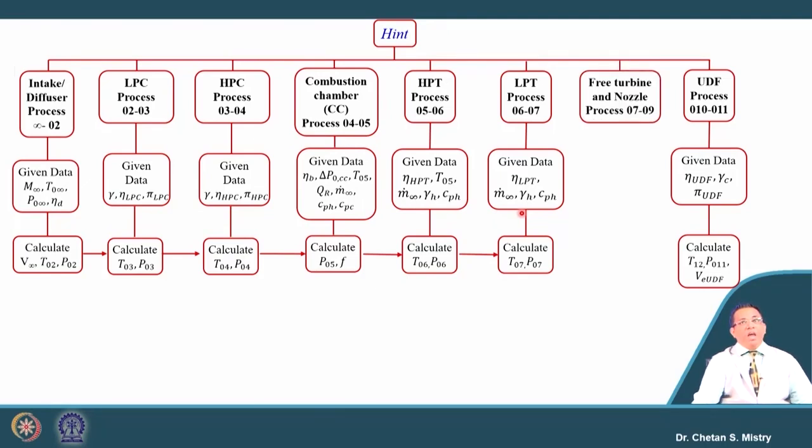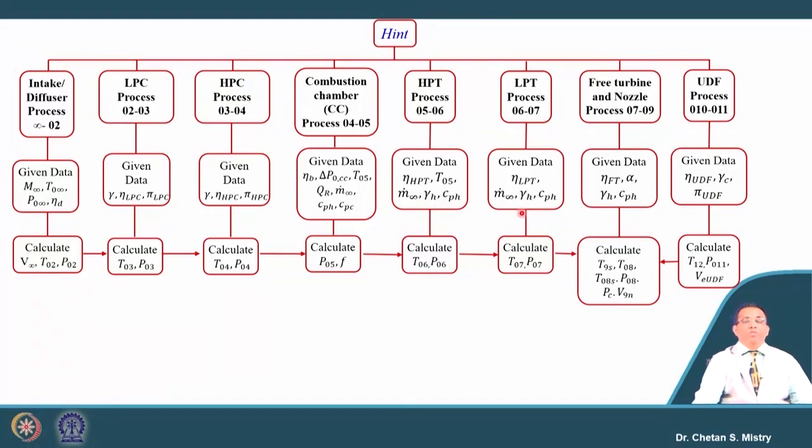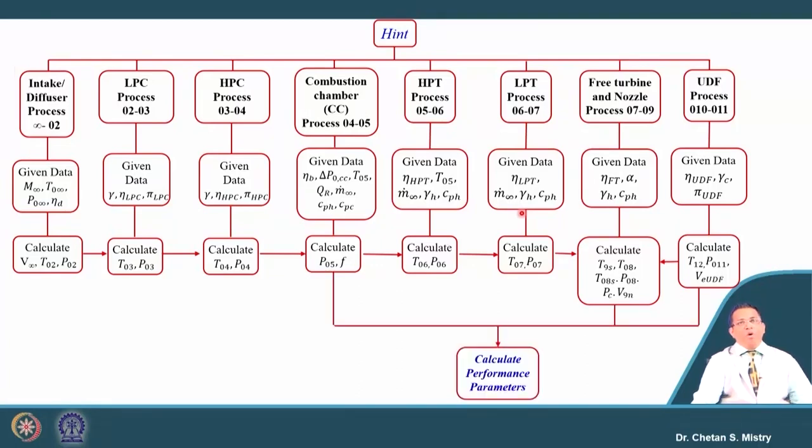As we have discussed, we have a free turbine and a nozzle. Combined, we put them together here, and for this we are given the split factor. We also have the isentropic efficiency of the free turbine. Based on that, we can calculate the static temperature at the exit of the power turbine, the exit temperature at the nozzle, and from that the exit velocity from the nozzle. Once we have all this information, we can calculate the performance parameters of this engine.